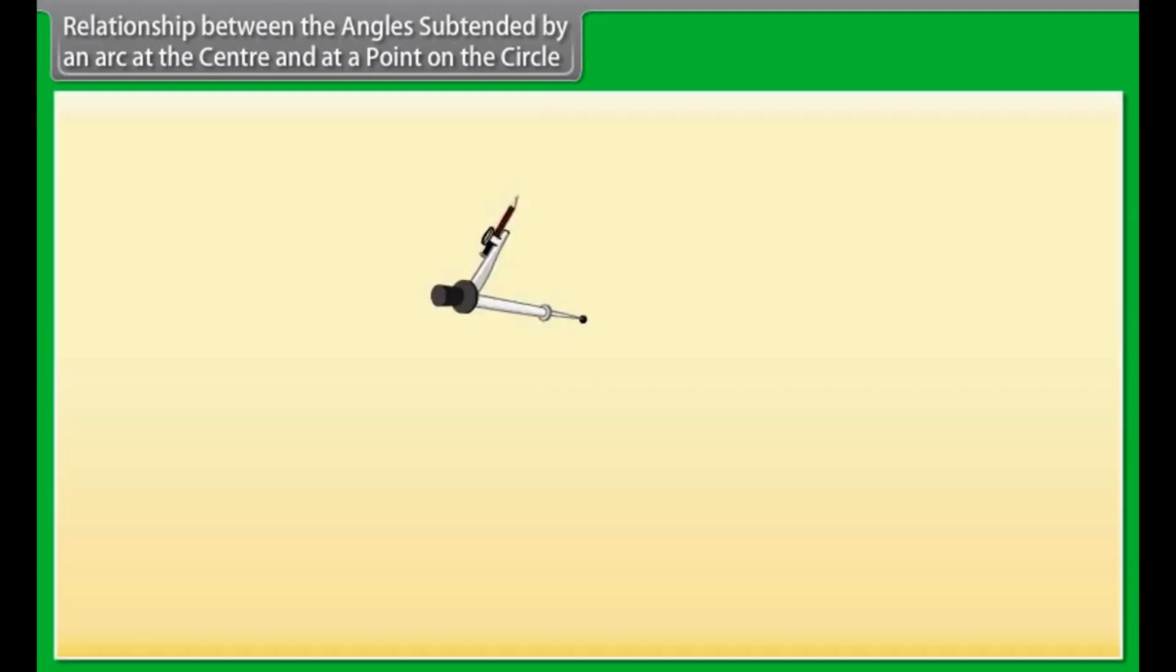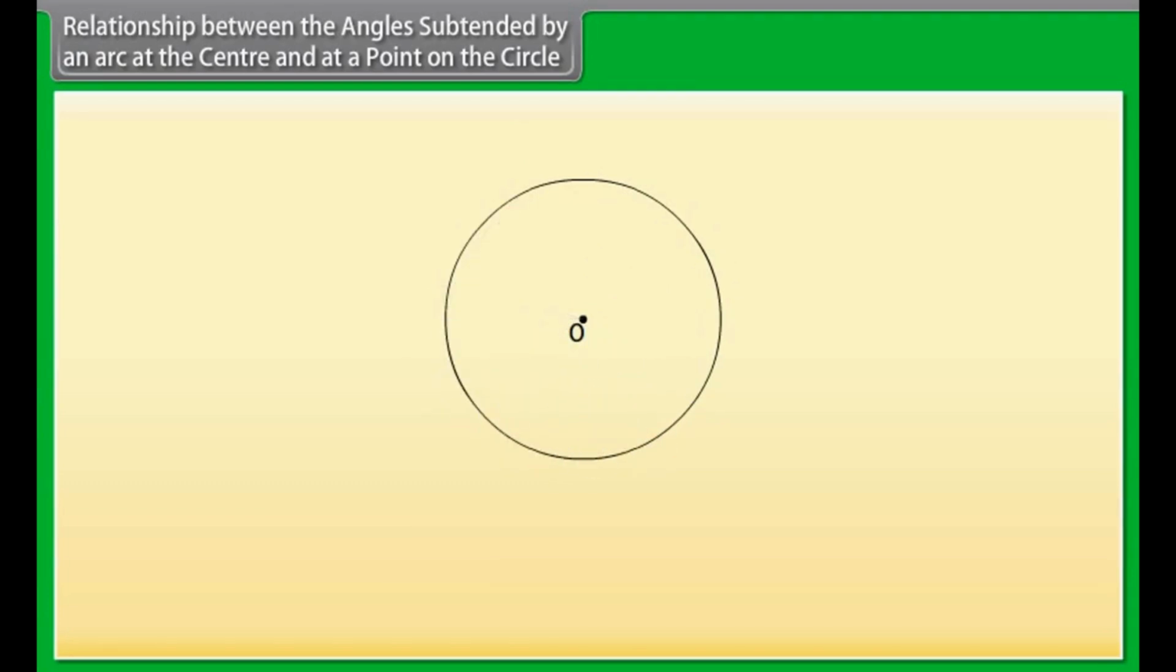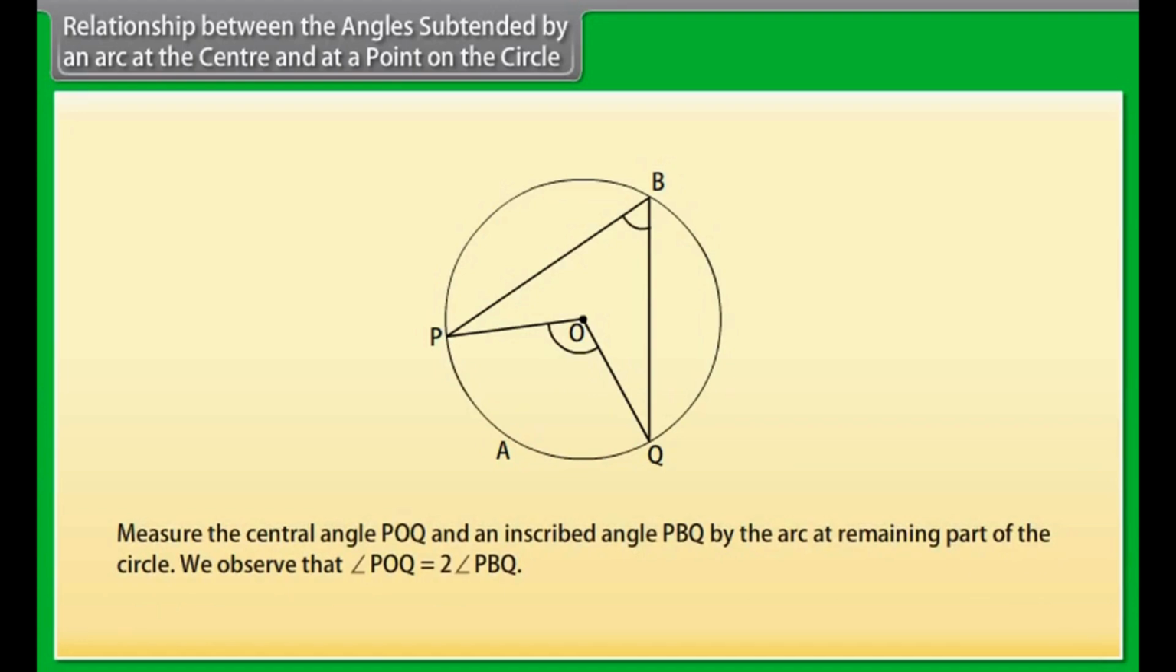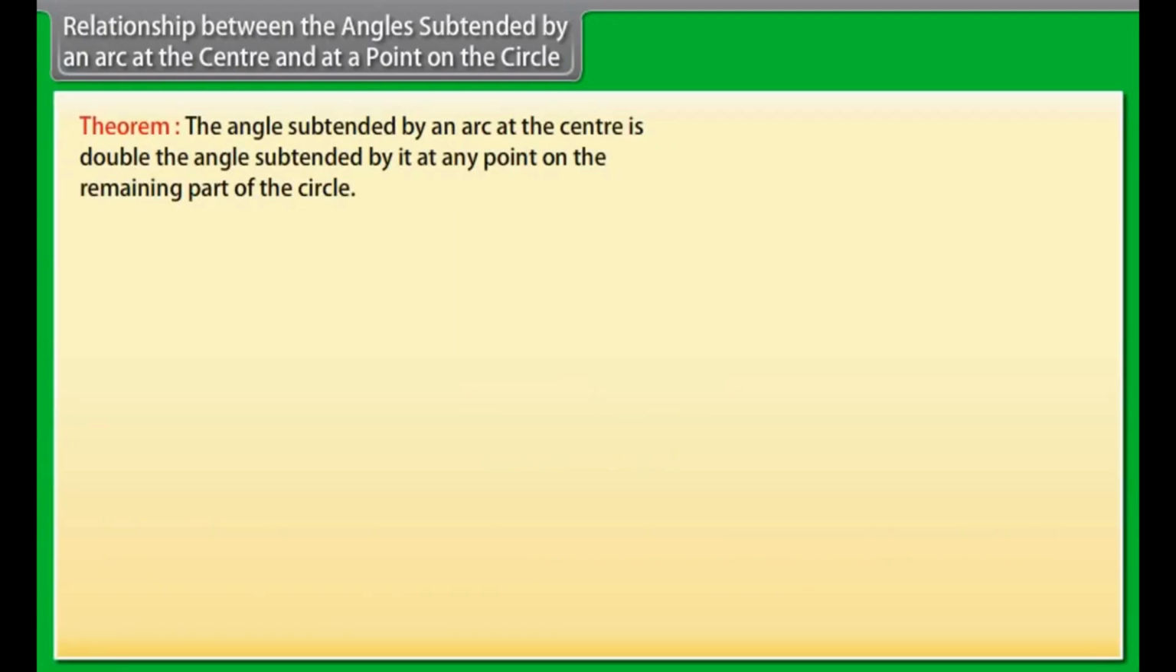Relationship between the angles subtended by an arc at the center and at a point on the circle. Draw a circle with center O. Let PAQ be an arc and B be any point on the circle. If we measure the central angle POQ and the inscribed angle PBQ subtended by the arc at the remaining part of the circle, we observe that angle POQ is equal to 2 times angle PBQ. This activity gives us a theorem. Theorem. The angle subtended by an arc at the center is double the angle subtended by it at any point on the remaining part of the circle.